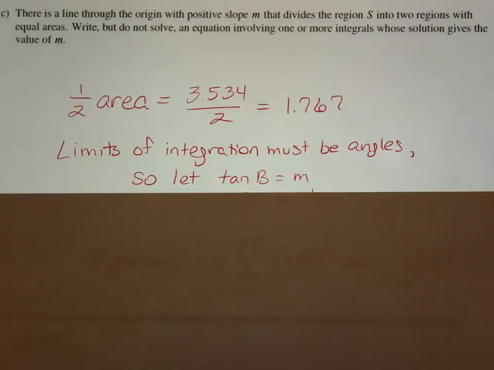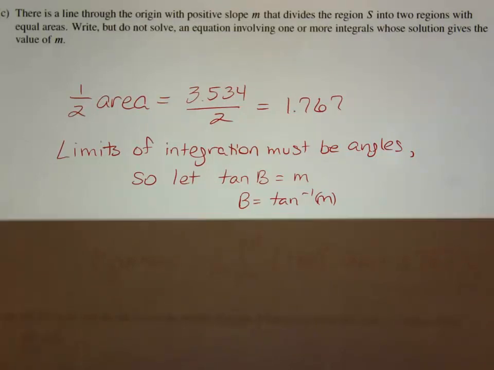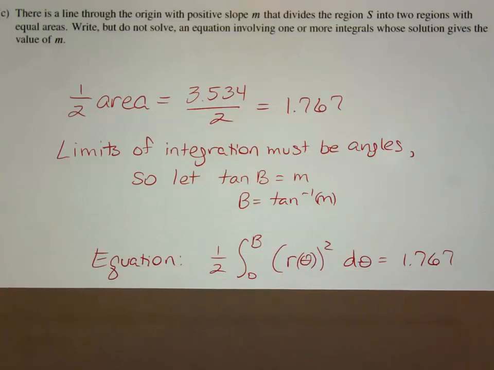So what you do now is you solve for b and you get tangent inverse of m, and you will write your equation. You can write it that way now. 1/2 the integral from 0 to b of r of theta squared d theta is going to equal half that area. So you're still using the area formula. You have defined b to be the tangent inverse of m.